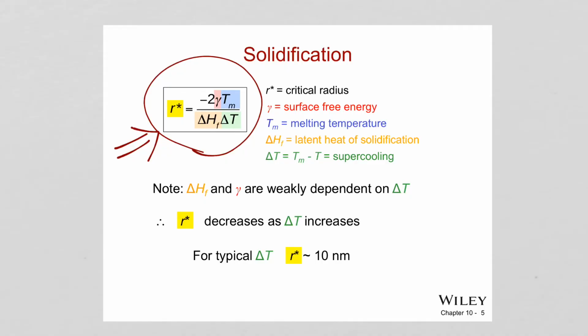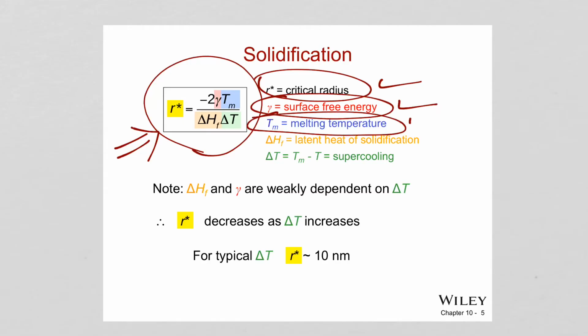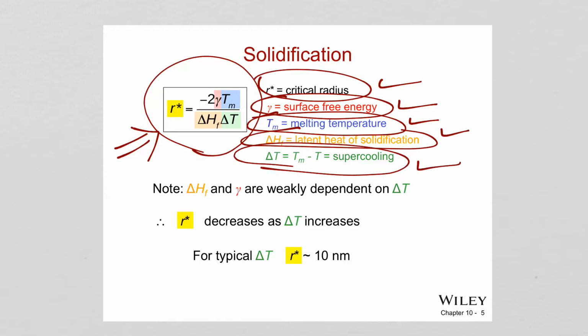Now, as you can see, R star is the critical radius, this is the surface energy, this is the melting temperature, this is the latent heat of solidification, and this is the supercooling. Okay. So why is this formula important? Because looking at the formula now, you can make comments like how the critical radius changes.